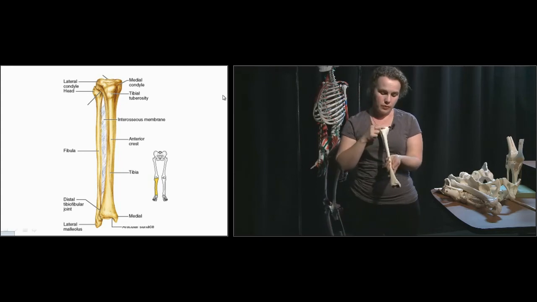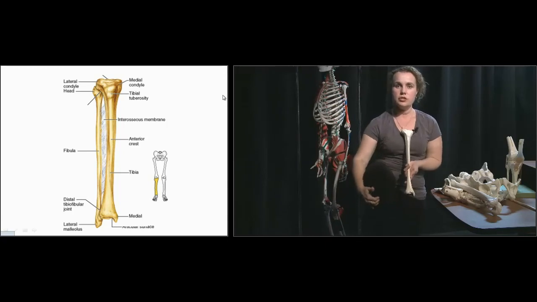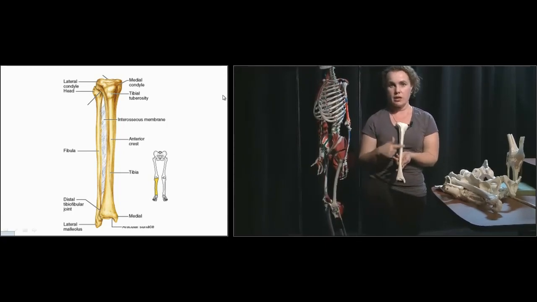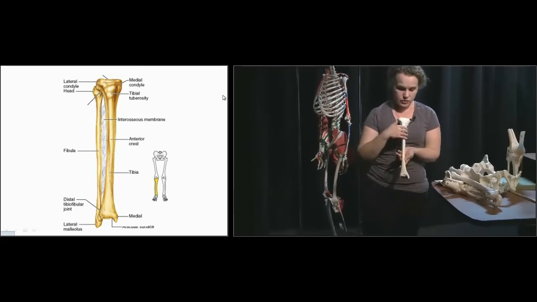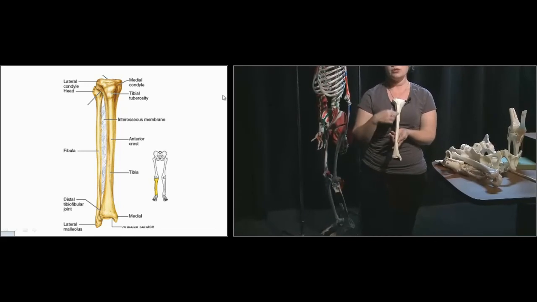Now coming forward, I have this sharp ridge, and I want you to feel that sharp ridge on your shin, okay? This is called the anterior crest, okay? And that is created by muscles pulling on the bone. So more muscular legs, you get a sharper crest.